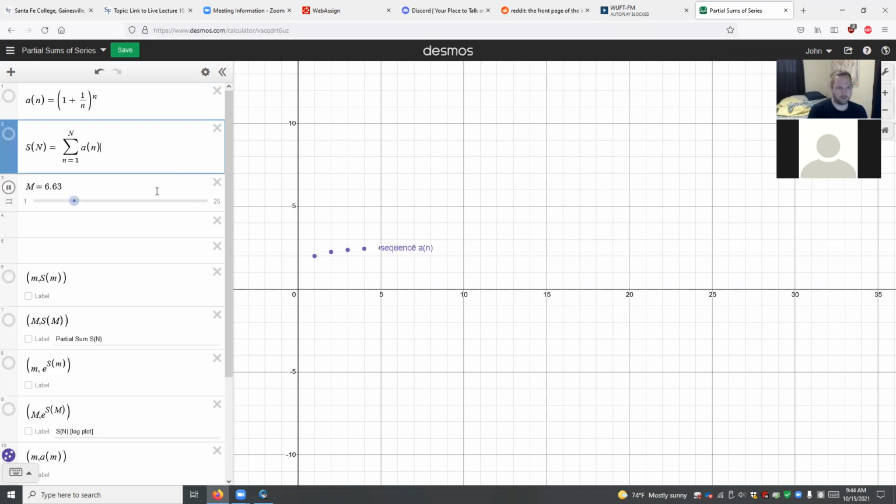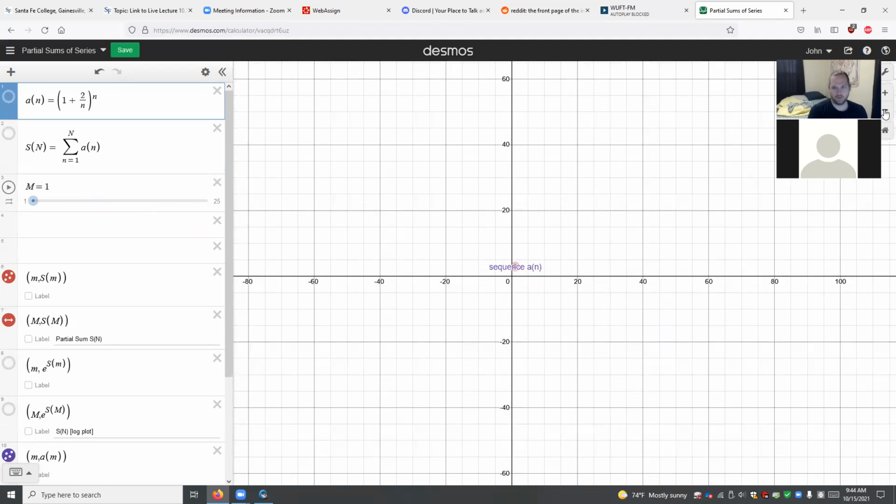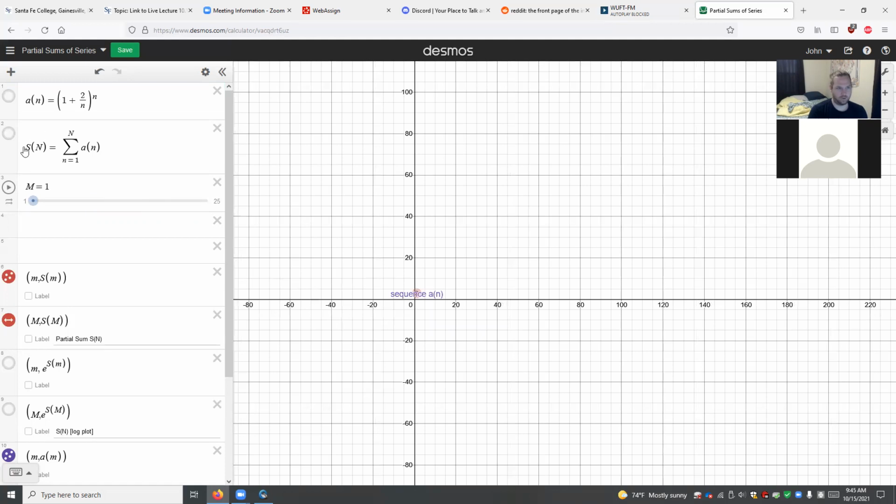The real purpose behind this, though, is to show you guys the relationship between the sequence a_n and the partial sum s_n. So you see here, let me change it to the 2. This is the series that we investigated last time. The series is sigma a_n, where a_n is (1 plus 2 over n) to the n. So this was that long example that we did last time. And we were able to show that the full series, the series for which this is the partial sum, diverged using the test for divergence.